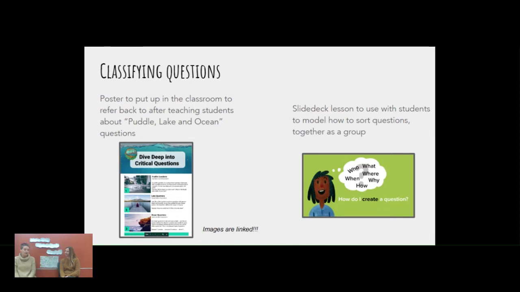You basically have a slide for each type of question. There's a slide for puddle questions. So as a class, you could facilitate a discussion and say, hey, who's got some puddle question ideas? And you can put them up on this slide deck, and then the kids can go into their journals and write puddle questions at the top and write down 5 of their own puddle questions.